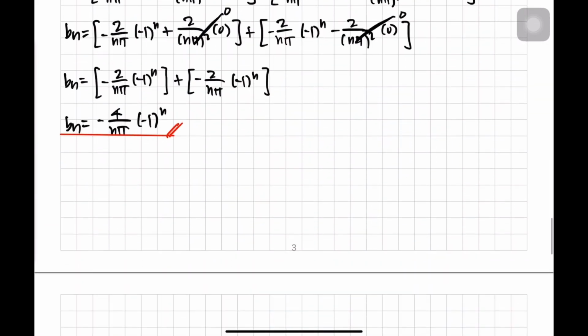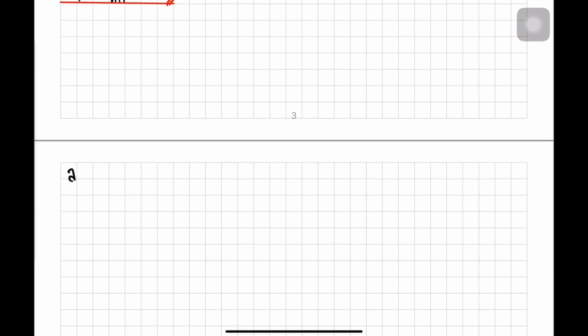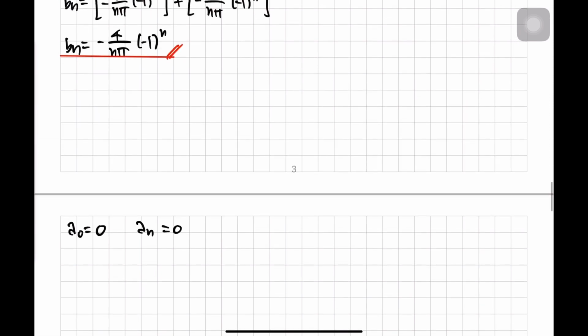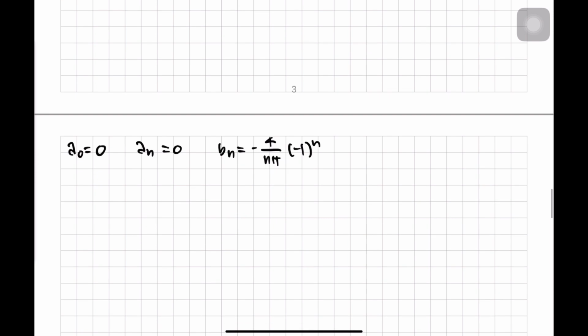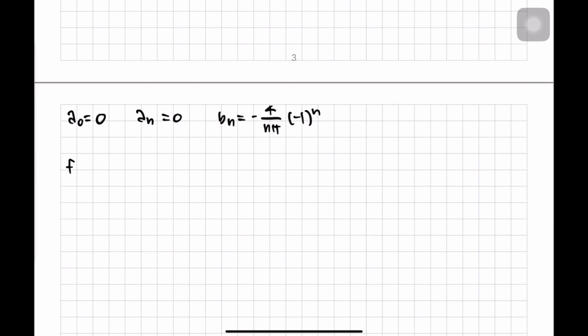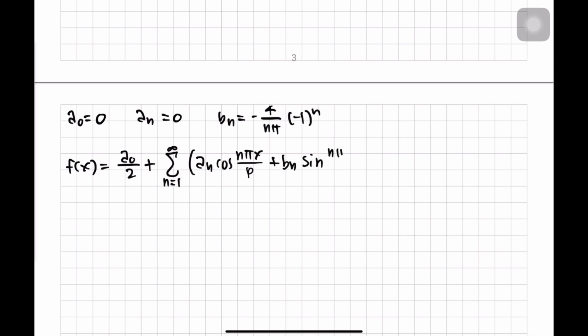We know that an is 0, so we're gonna put it here. A sub 0 is 0, a sub n is also 0, but our b sub n has a value, that's negative 4 over n pi negative 1 n. Okay, so we will copy first the Fourier series transformation formula. Sum from n equals 1 to infinity of an cosine n pi x over p plus bn sine n pi x over p. Let's not forget our p is 2.